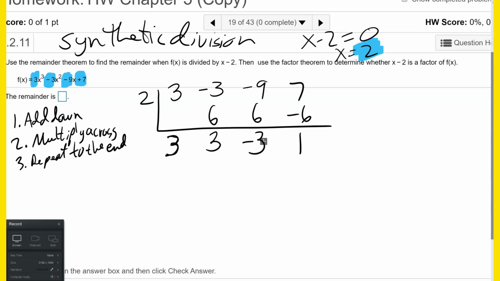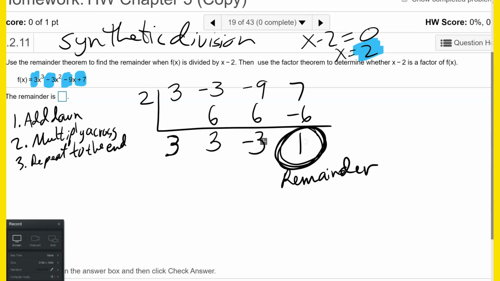Now what does that do for us? This last number is what this question is all about, because the last number in this process is always the remainder. When I divide this polynomial by x minus 2, I get a remainder of 1, which means it's not a factor. It doesn't divide evenly into it. If it was a factor, the remainder would have to be 0.